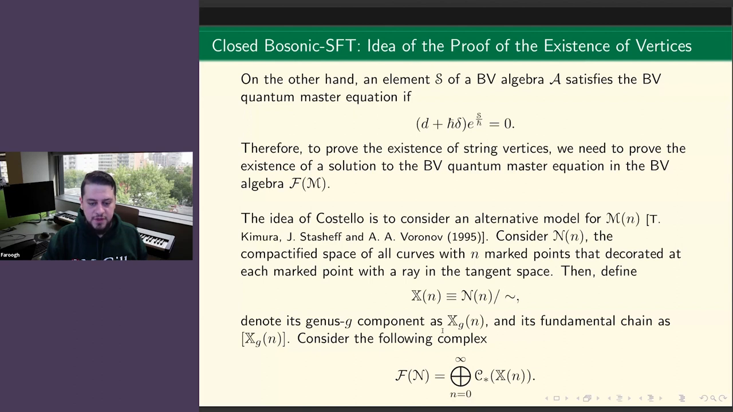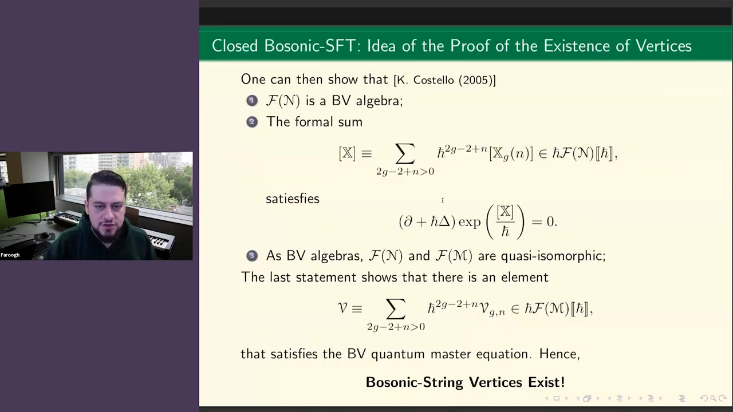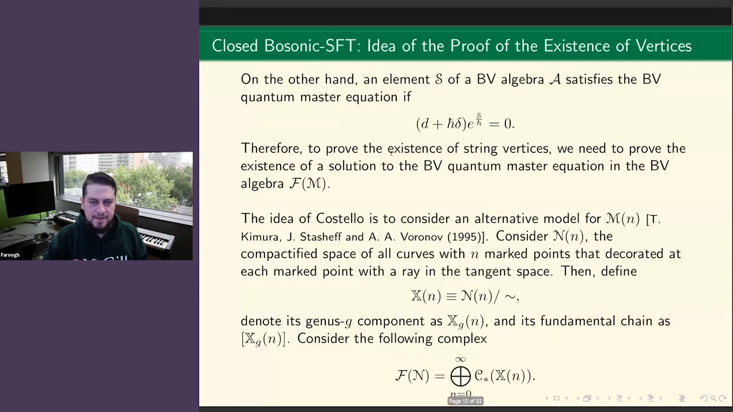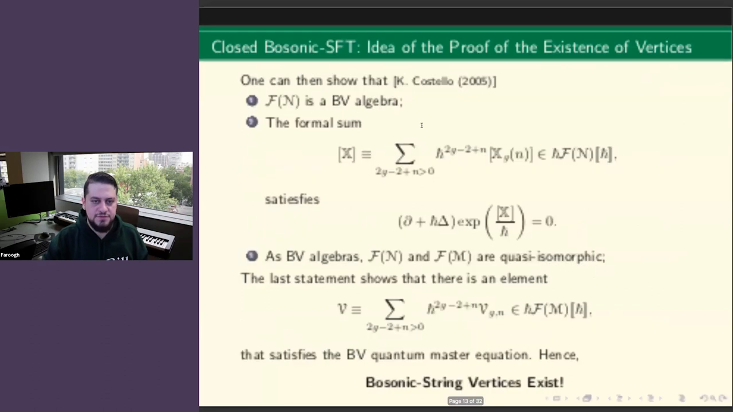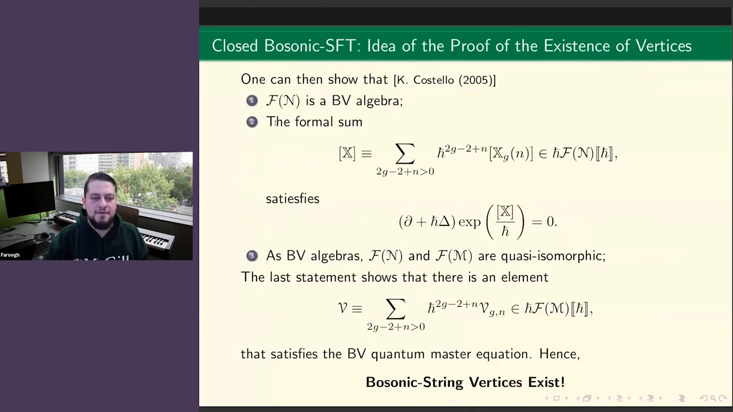Now the key idea, as Costello showed in his paper, is that this Fn is again a BV algebra, in which the BV operator delta comes from a certain pullback-pushforward operation. And the boundary operation is the boundary operation as before.